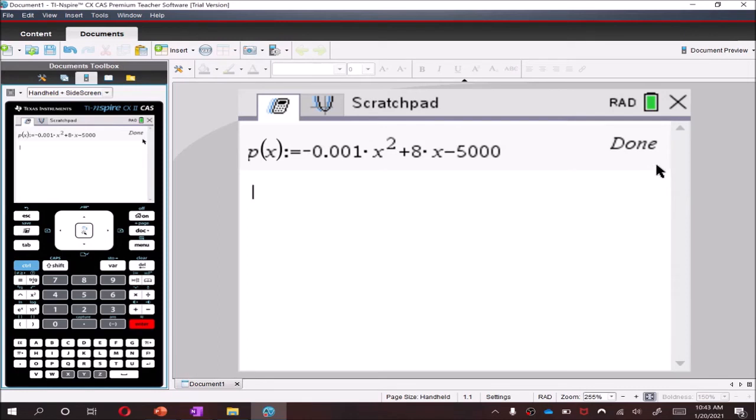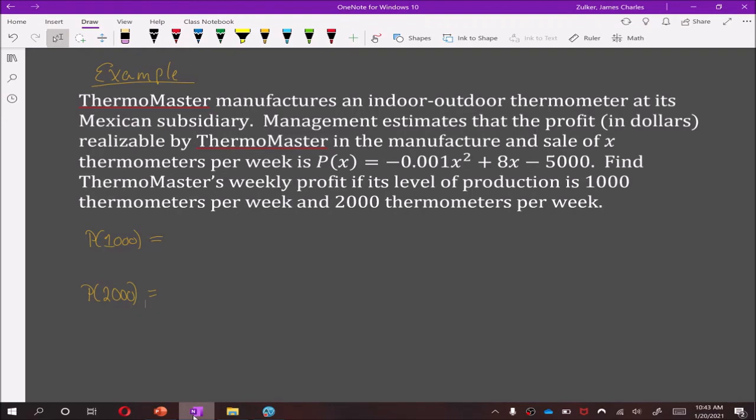That means that the function P of x is now stored within our calculator. And we can now do P of 1,000. Notice how P is now bold. That's because it's recalling a previously stored function. Hit enter and we get 2,000. So that means that when 1,000 thermometers per week are produced, the profit is $2,000.